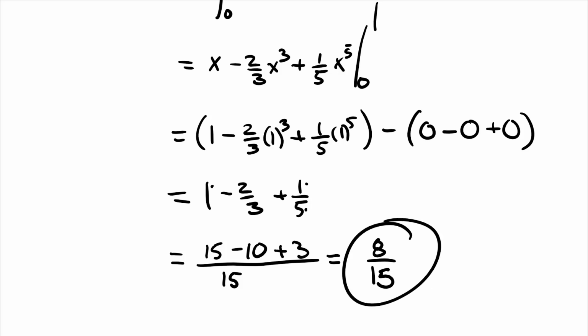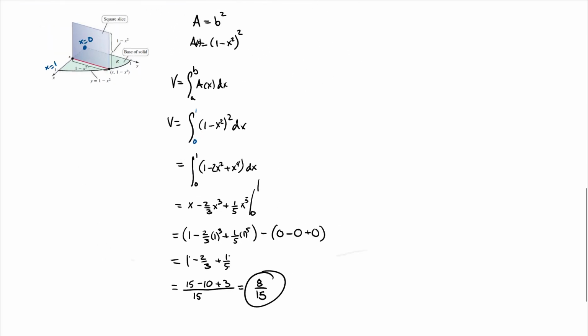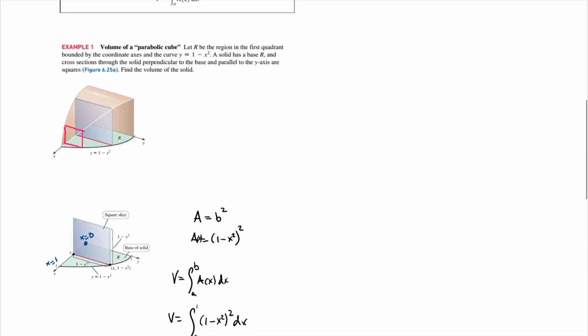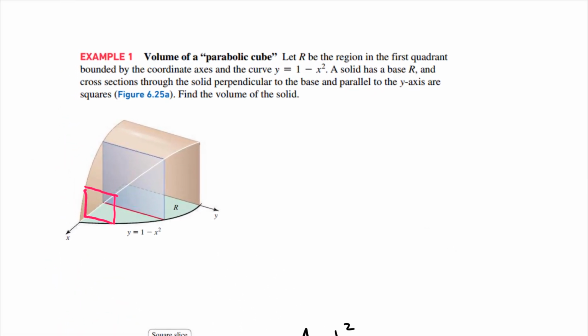We don't really use units in our math. You can deal with that when you do physics. So there's our first problem. I was going to do 2, but let's just keep it a problem at a time. So there's the volume of a parabolic cube. We'll come back and do a parabolic hemisphere next, and then we'll start moving into what's called the disk method and the washer method. All right. Take it easy.